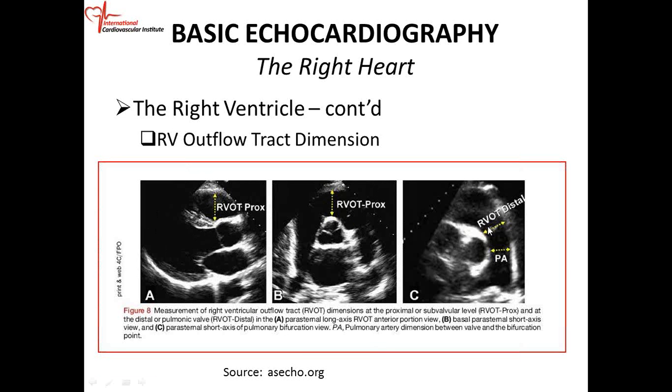But this, if you look closely, is an RV focused view, and you should practice these views. So when you get your short axis at the level of the aorta, you just modify the view to show more of the right ventricular outflow tract. So you should practice these views, okay? And then this is the distal measurement, just right at the pulmonic valve. And then if you're going to measure the main pulmonary artery dimension, it's down there. So it's a little bit different.